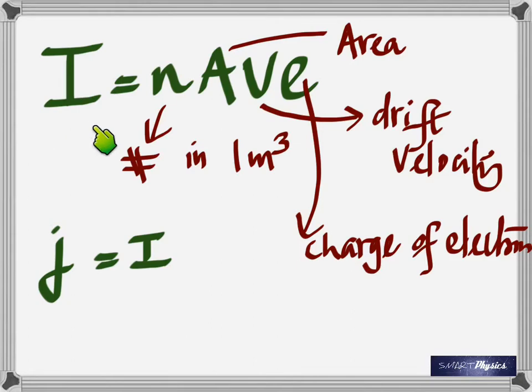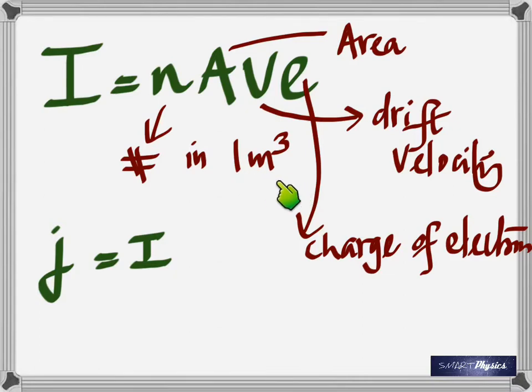Let me just remind me, is current a vector or is it a scalar? Okay, it's a scalar quantity. N is, again, remember, the number of electrons in 1 meter cube. It is not the total number of electrons. It is the number of electrons in 1 meter cube.